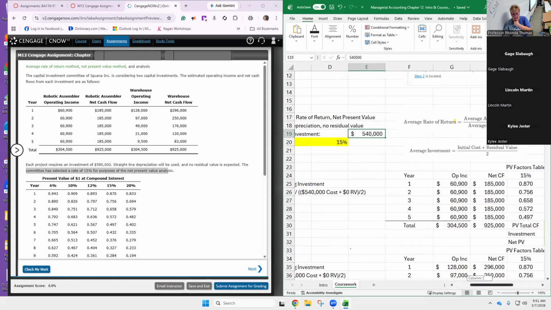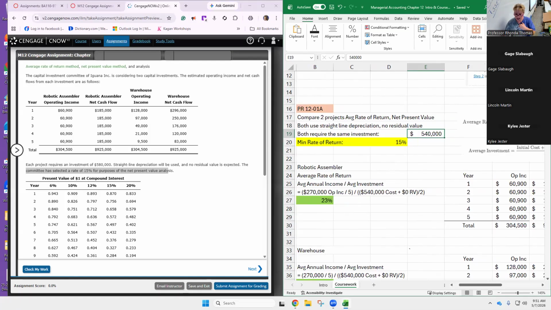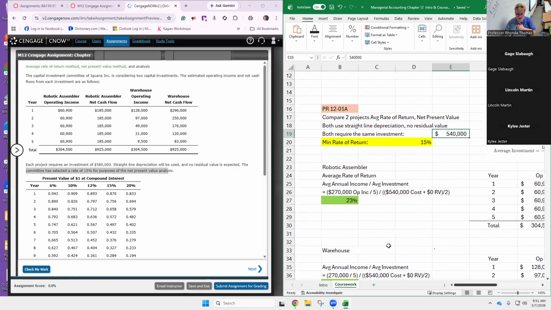I'm going to see if my template is working. What I've got to put in here, because I'm displaying for you how I'm calculating this, is the operating income, that is 304,500. I've got to show that is my operating income, because the last problem I did, it was 270. So mine is 304,500, and I'm going to divide by 5 years. That's my numerator.